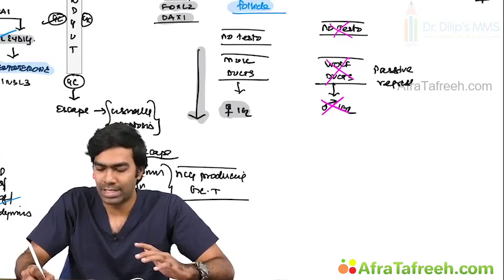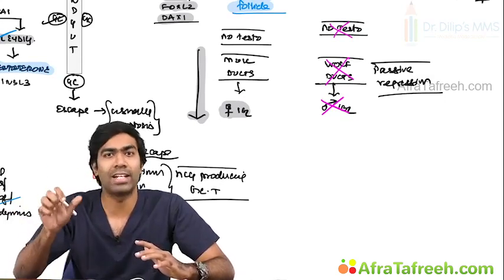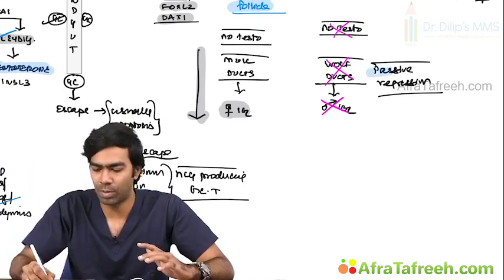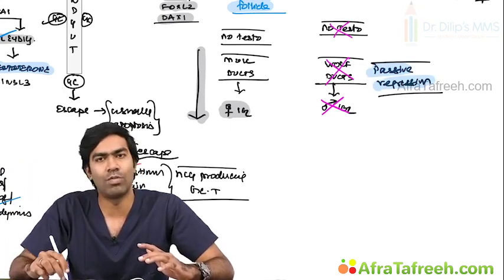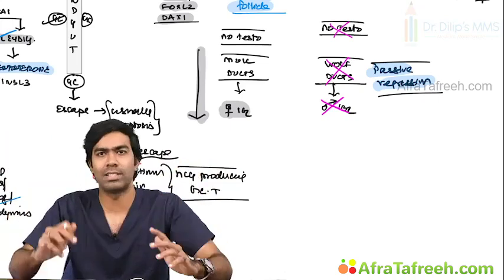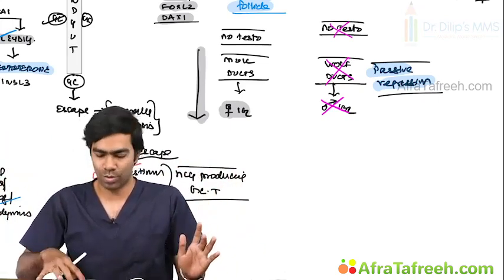Remember, the testis actively secretes a hormone to regress the Mullerian ducts. That's called active regression of Mullerian ducts, which happens in males. But in the female embryo, there is a passive regression of the Wolffian duct, because even without testosterone, the Wolffian ducts will passively disappear, just because of the absence of testosterone.